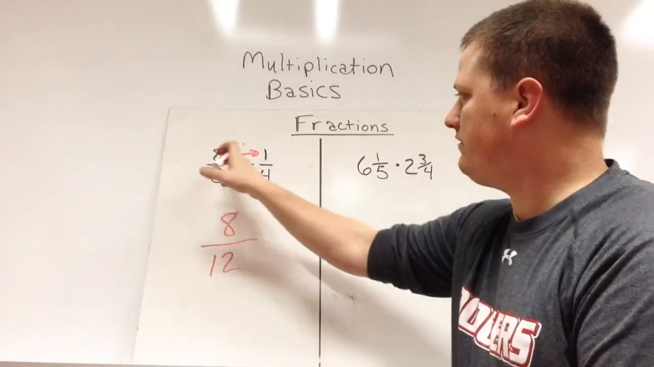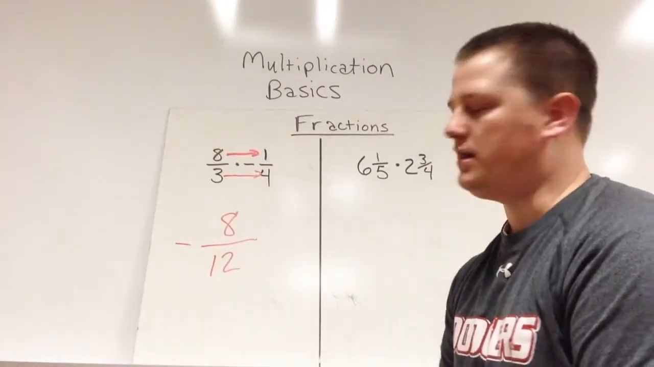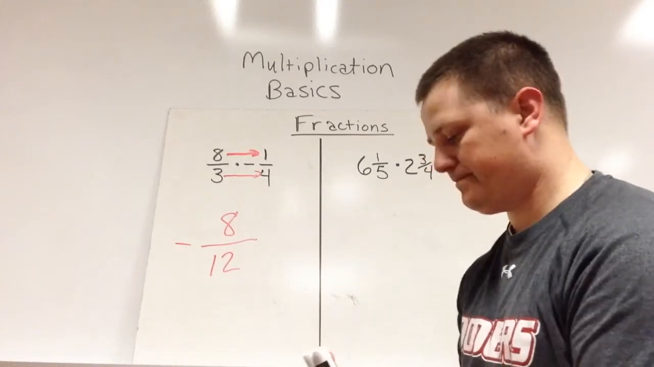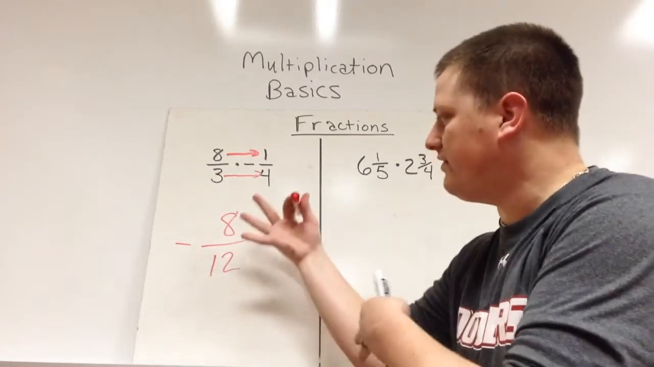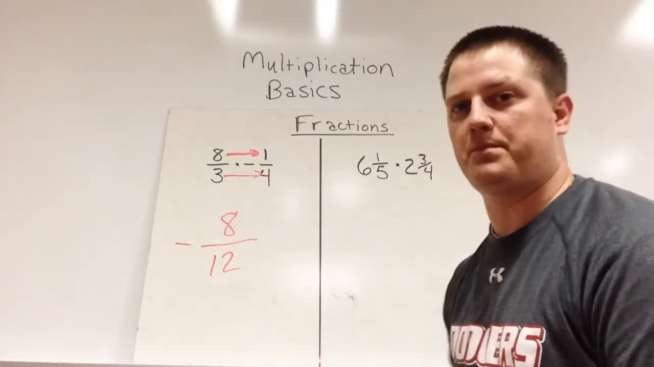I have a positive times a negative, meaning my answer is negative. Last thing we would do is reduce if possible. I'm not going to do that on this problem, even though it is reducible. Just trying to get to the multiplication part.